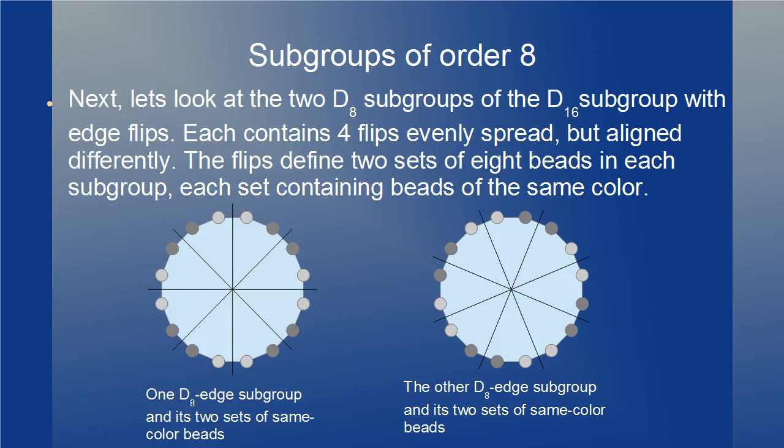Now let's move on, but we'll do 2 subgroups at once. The 2 dihedral 8 subgroups of the dihedral 16 subgroup in which its flips go through edges. Each contains 4 flips evenly spread but aligned differently. The moves in each subgroup define 2 sets of 8 beads, which must be the same color in order to have symmetry. We've been in that situation before, but now the 2 sets of beads look a little different. Instead of single alternating, they're double alternating, but there are still 2 possibilities of colors for each subgroup.